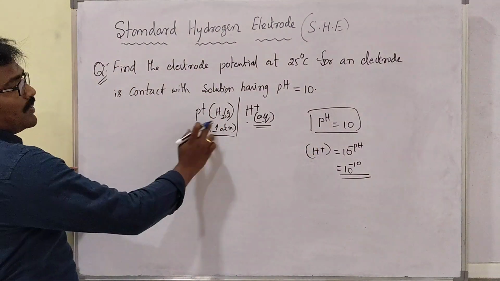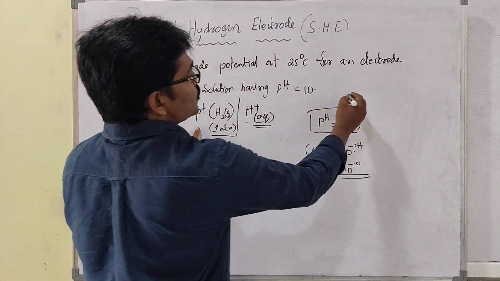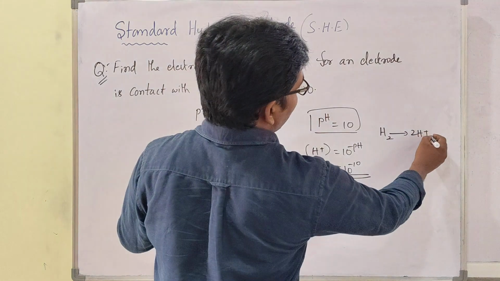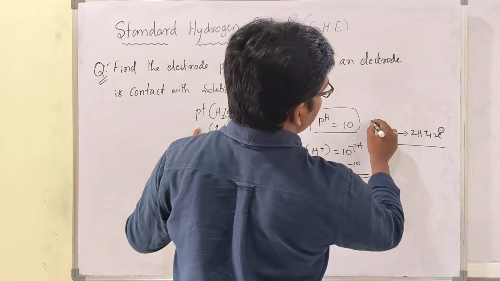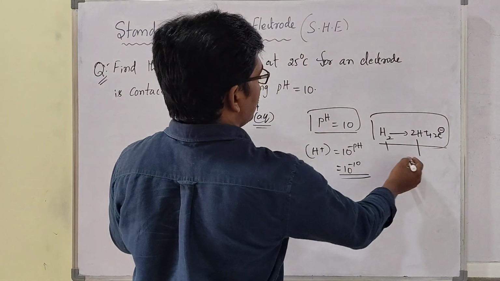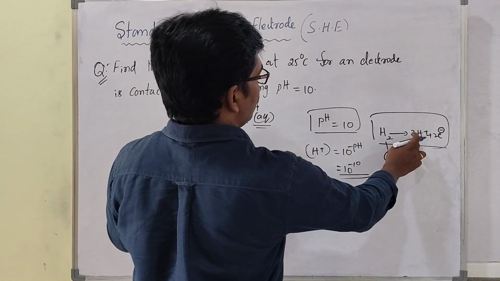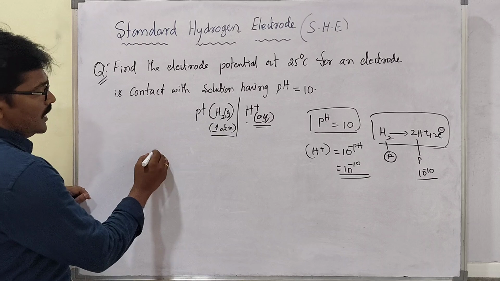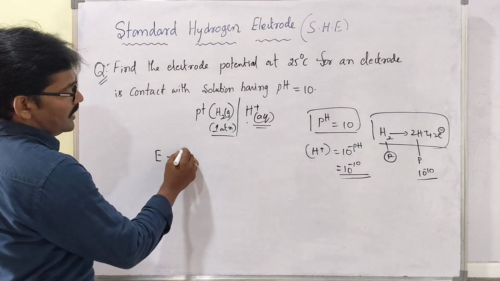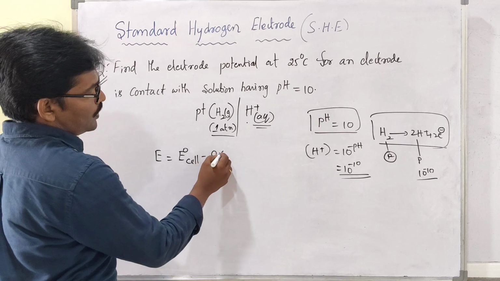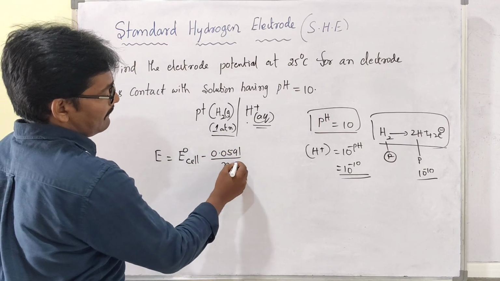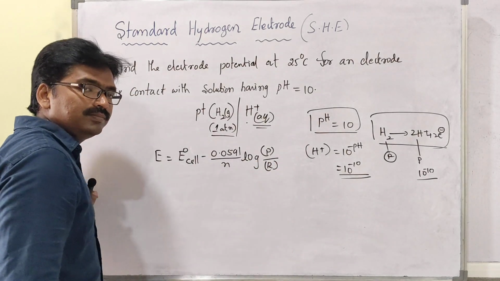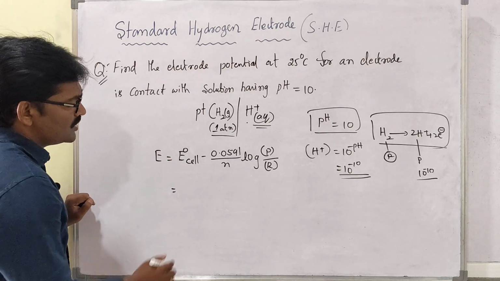Now, sir, what happens in this cell reaction from gas to ion? If you take H2, it can be converted into 2H plus and 2 electrons. This is the reaction. Here is the product, here is the reactant. So what is the concentration? 10 to the power of minus 10. So substitute in it. E cell equals E naught cell minus 0.0591 divided by n log product concentration divided by reactant concentration. So now what is E naught cell? 0.